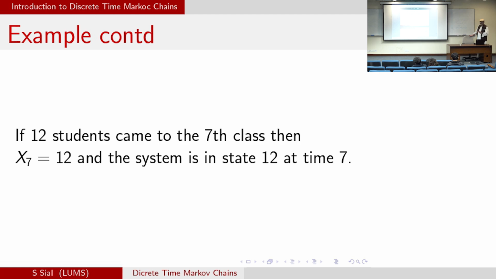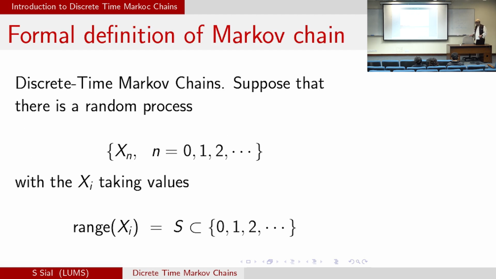Okay, so the Markov chains we're dealing with right now are called discrete time Markov chains. And so we say that there's a bunch of random variables, which we call x sub n, for n equals 0, 1, 2, and so on. And they take values in a set S, and S would be some subset of 0, 1, 2, and so on.